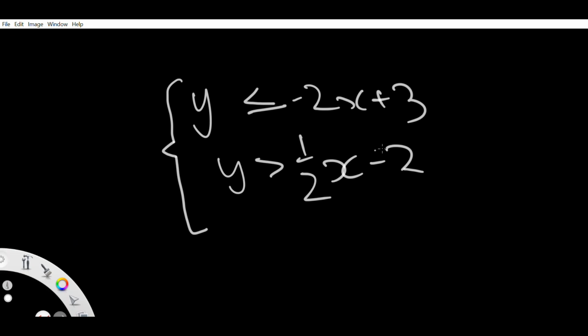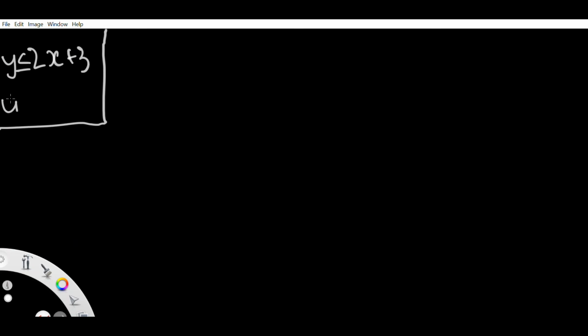For such problems, we would first have to graph them individually. Let's keep it on the side, somewhere over here. Here y is less than or equal to 2x plus 3 and y is greater than 1/2x minus 2. The reason I kept it here was because we're going to have to do a lot of working for such a problem, because we're told to graph not only one, but two. So first let's graph the first one.